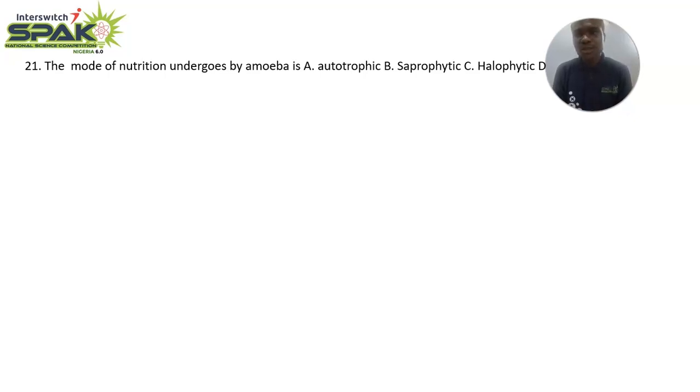So they take already made food. Saprophytic cannot work because they are not fungi. They cannot feed on dead decaying organic matter and grow there. Autotrophic will not, because they don't have chlorophyll, and neither is it allophytic. They are not even plants to start with. So holozoic nutrition is when an organism takes ready-made food from the environment.